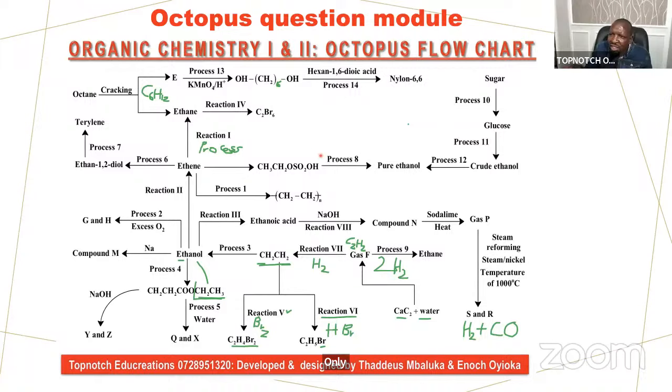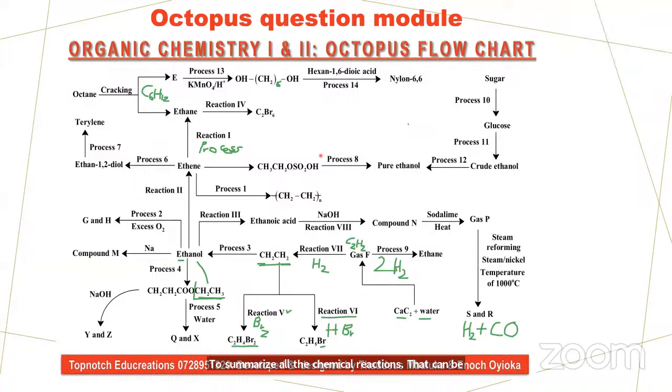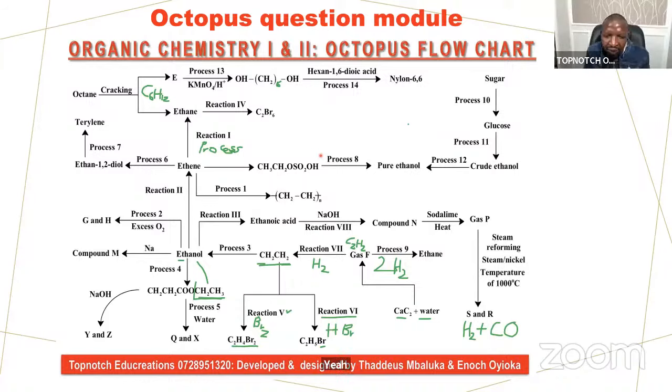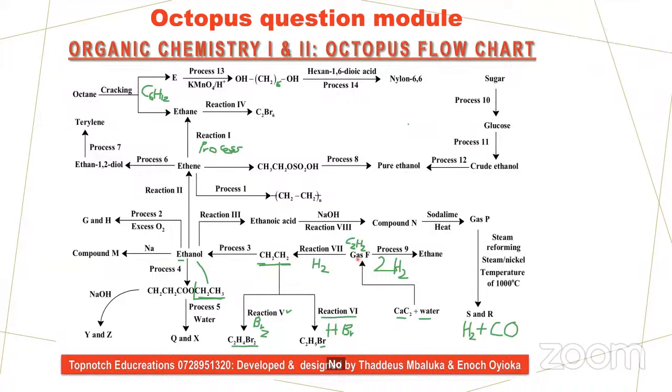Only hydrogenation. And I think I'm very clear about that. Now, students, you can use one page to summarize all the chemical reactions that can be tested in organic chemistry. Are you seeing it? That's how you use the octopus technique question model.